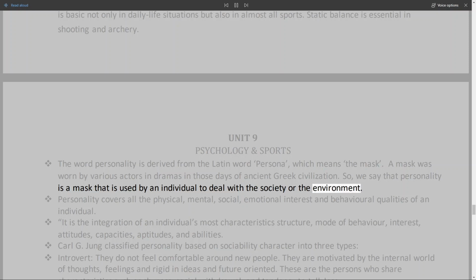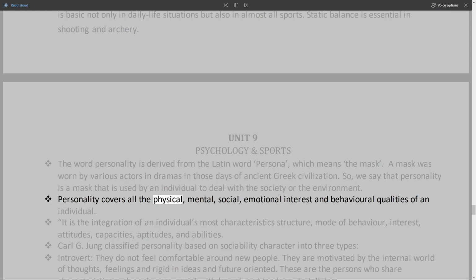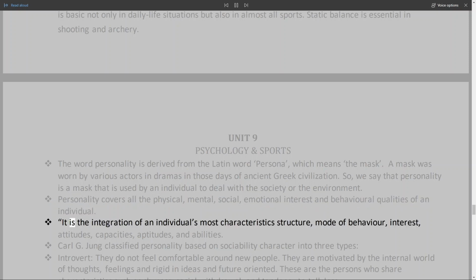Personality covers all the physical, mental, social, emotional, interest and behavioral qualities of an individual. It is the integration of an individual's most characteristic structure, mode of behavior, interests, attitudes, capacities, aptitudes, and abilities.